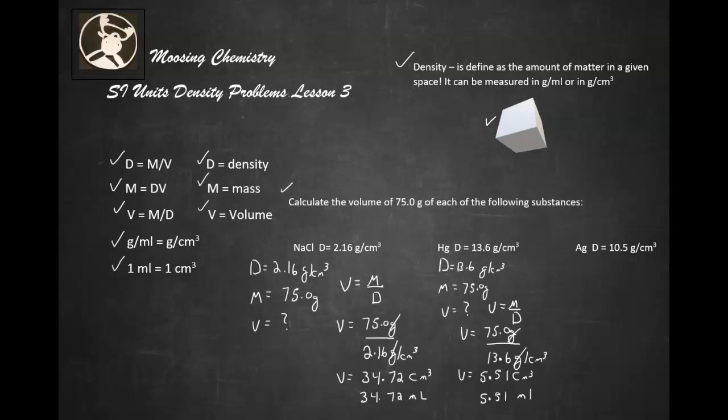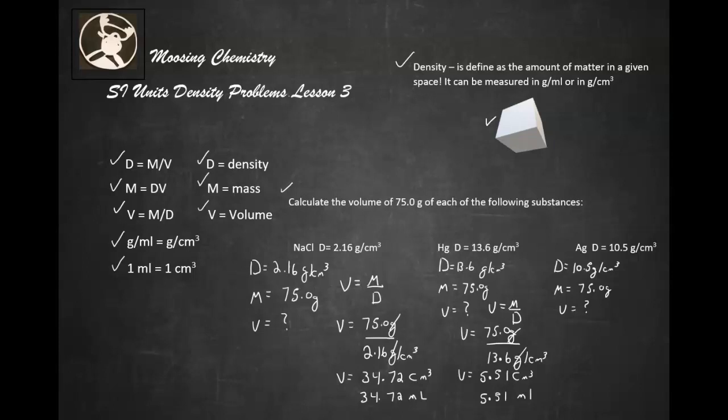Now our last problem deals with the element silver. Okay, we found the element silver to have a density of 10.5 grams per cubic centimeter. So let's write that down. D equals 10.5 grams per cubic centimeter, right? Our mass of our substance was 75.0 grams, and our volume is what we're looking for.